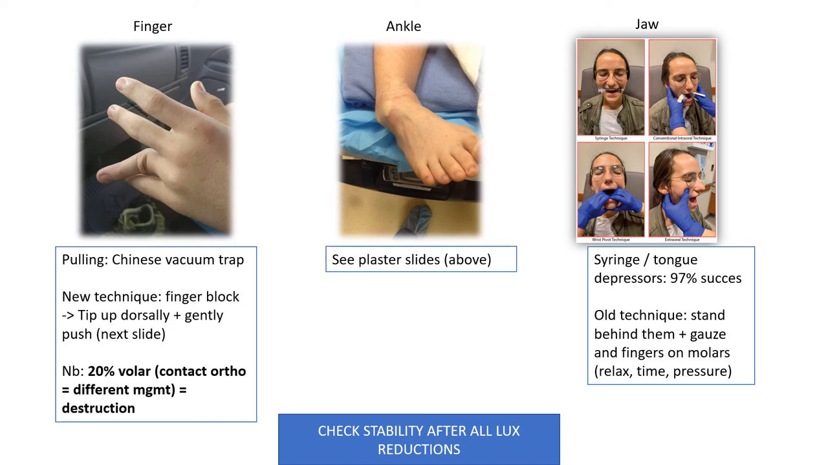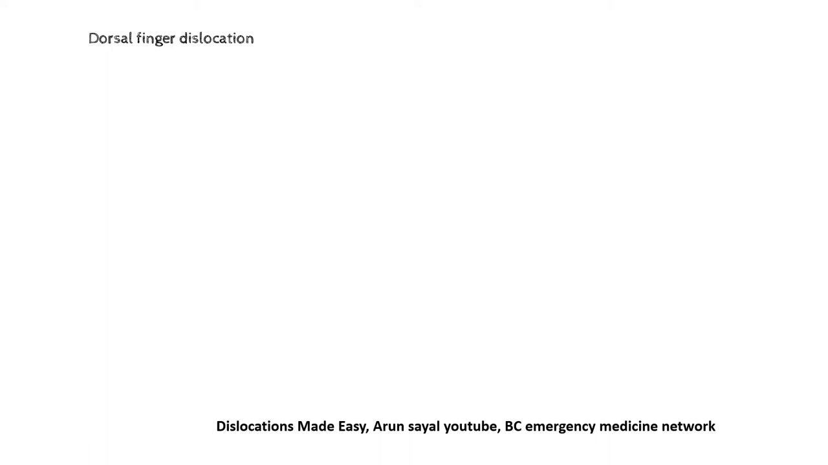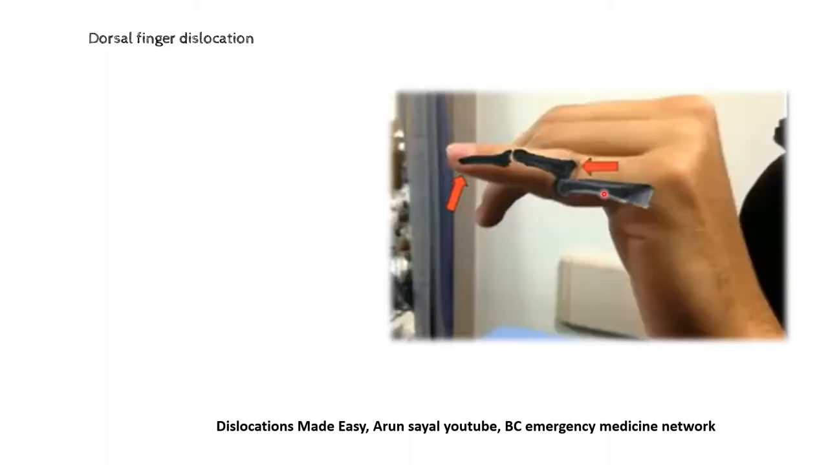So yeah, besides neurovascular status, you should always check the stability of the joint afterwards, because if it's not stable, then it'll just soft lock or lock again. Okay, then dorsal finger dislocation.